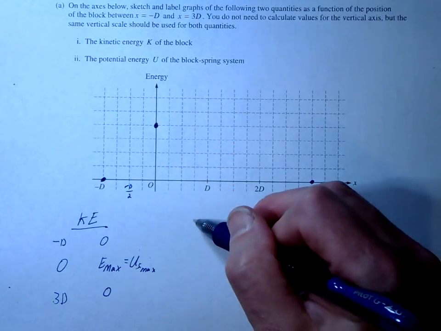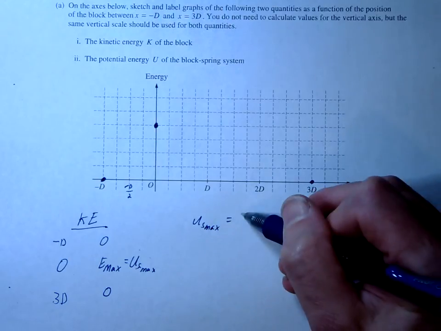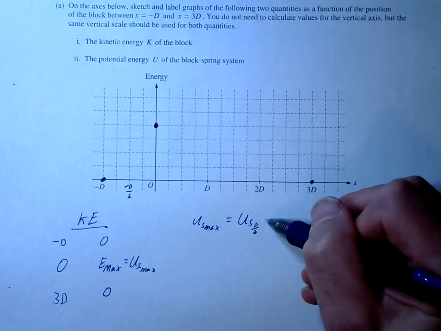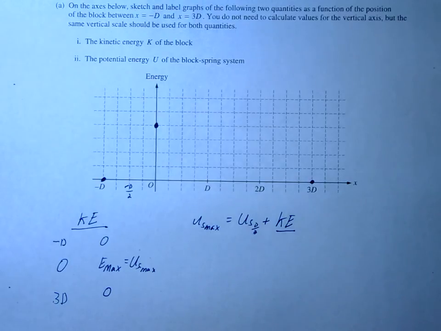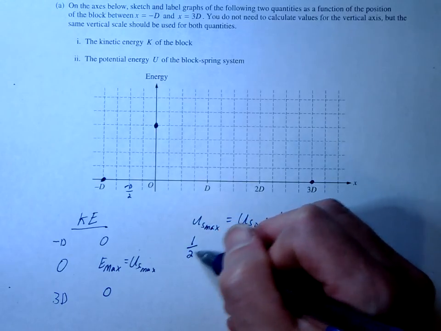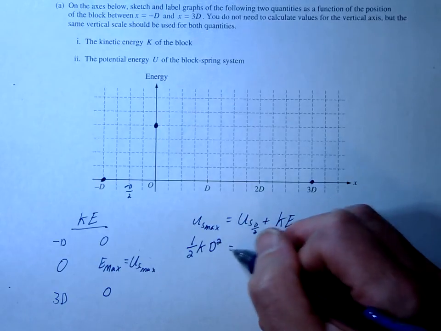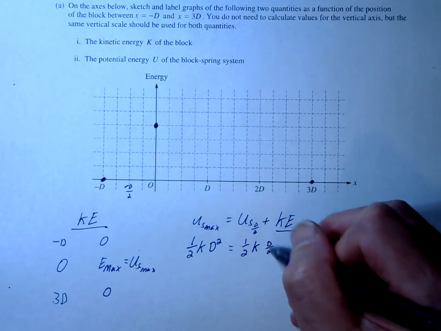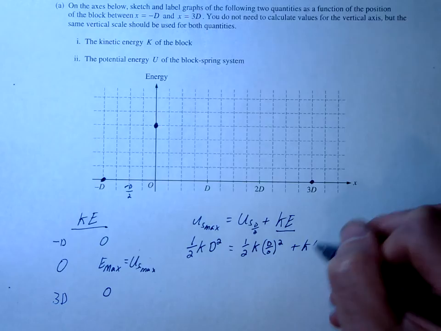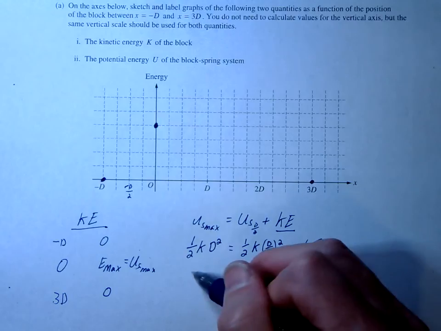So we know at D over 2, we're going to have our US max at the maximum point, and then here we're going to have our US at D over 2 plus some kinetic energy. That's what we're going to look for: how much kinetic energy is right there. So for our max, we have 1/2 K D squared, which should equal 1/2 K (D over 2) squared plus KE.